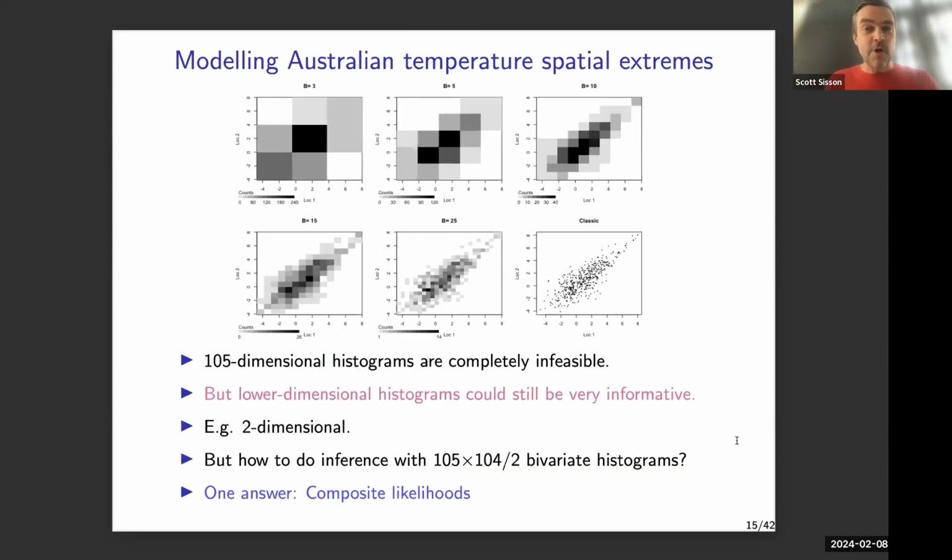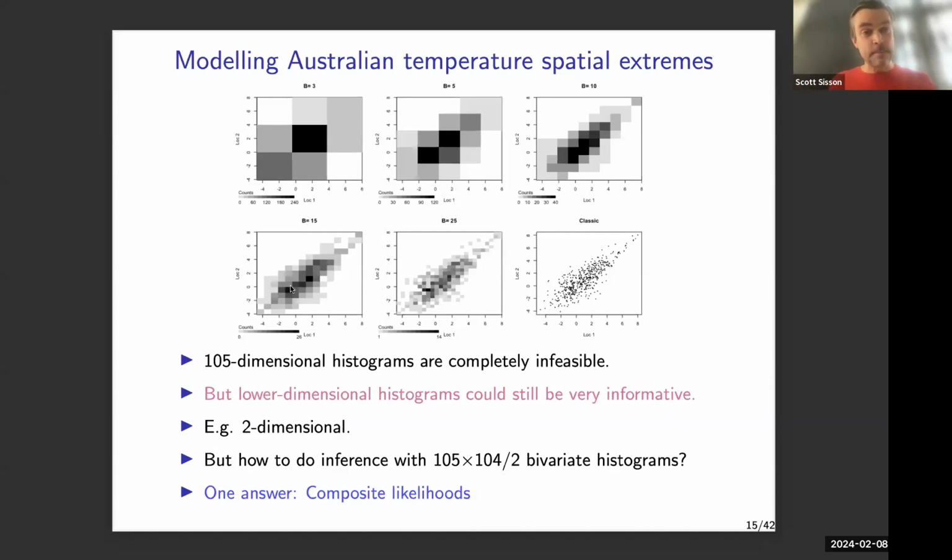So rather than looking at this 105 dimensional histogram, we can look at pairwise histograms, bivariate histograms. The bottom image here is the data from 2 spatial locations, and these other images are just varying degrees of discretizing them. We've got a 3 by 3 discretization there, which is useless, 5 by 5, which is not much better, 10 by 10 is telling the information, 15 by 15 is pretty good. Probably we don't need to go any higher than that to capture the essence of the data. So rather than 105 dimensions, let's look at the pairwise histograms instead.